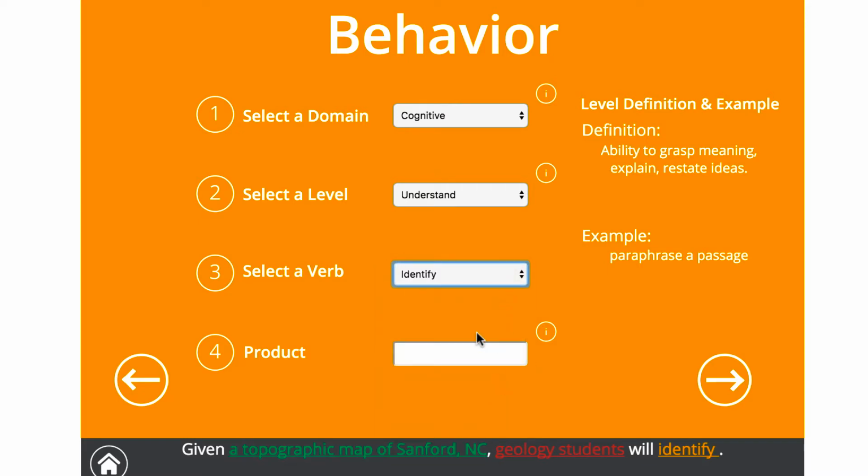So I guess for me, I'm probably going to pick identify. And then what am I going to have them identify? Well, I'm going to have them identify the area on the map that has the highest elevation.